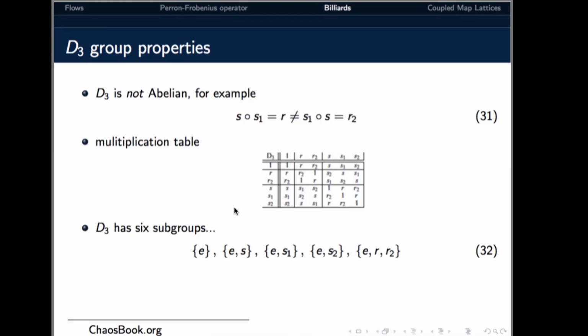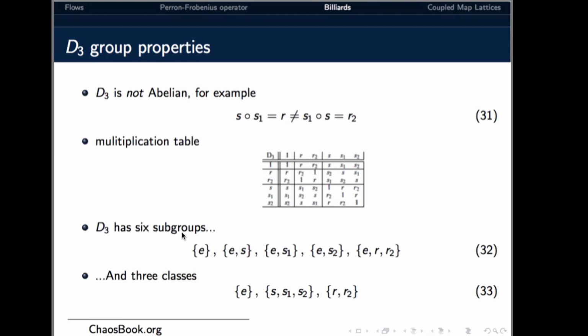D3 has 6 subgroups: E, E and S, then E and S1, E and S2, E and R, and R2. So basically, the identity alone, and then the identity accompanied by, in turn, every one of the flips, and then the two rotations together. A subgroup has to be closed, must satisfy closure, right? So if you combine two elements of a subgroup, you have to still have an element of the subgroup. That's a requirement for a subgroup, and there are 6 of them in D3.